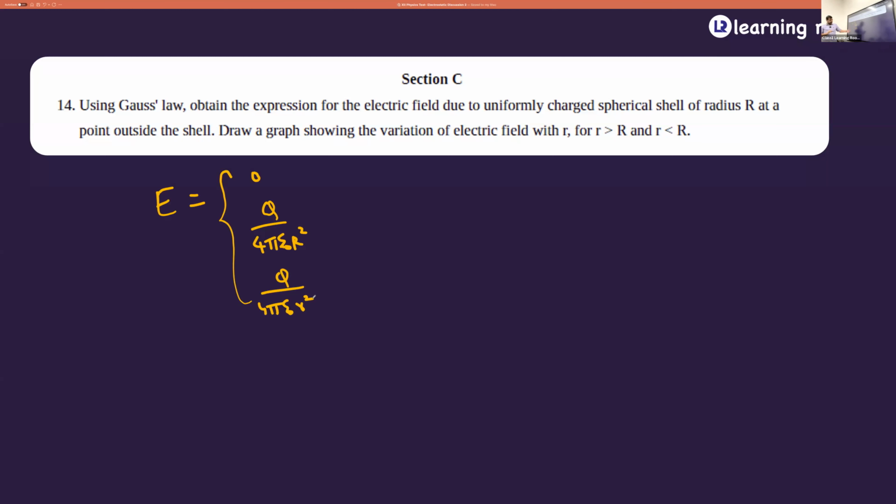Outside is enough, but I'm just giving you the outline. So R is less than capital R. There you lost marks, sir. Okay. So this is for R equal to R. This is for R greater than R.